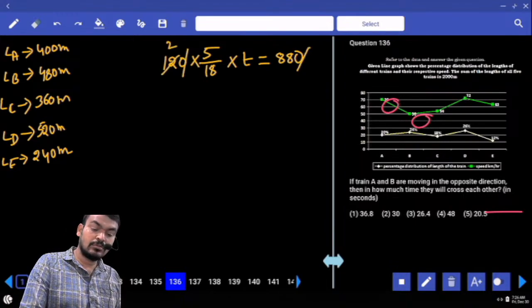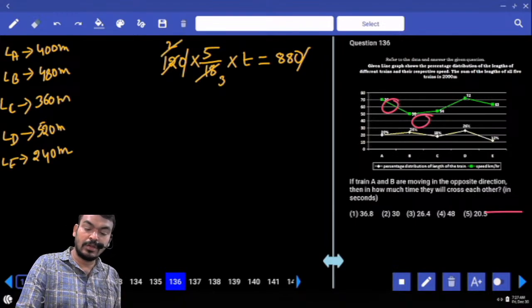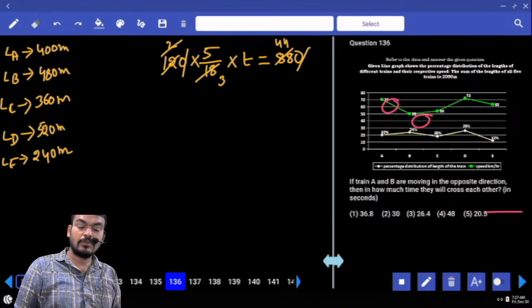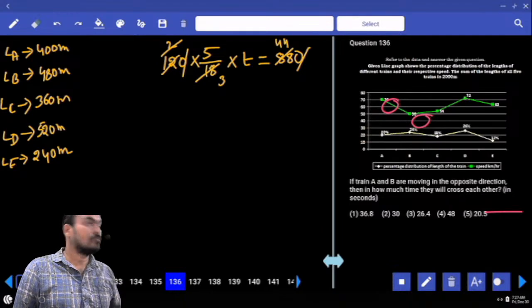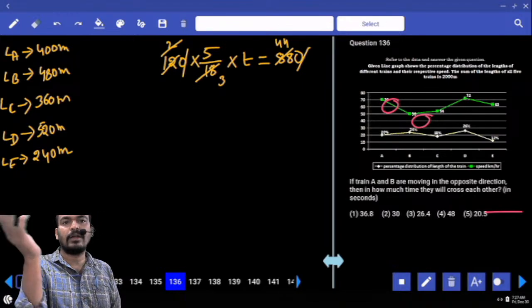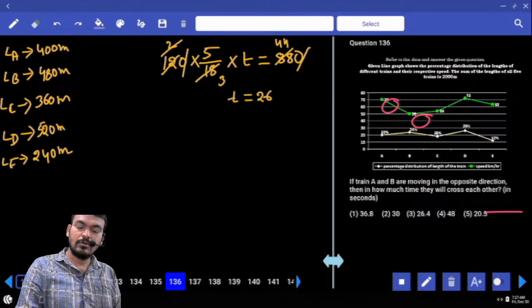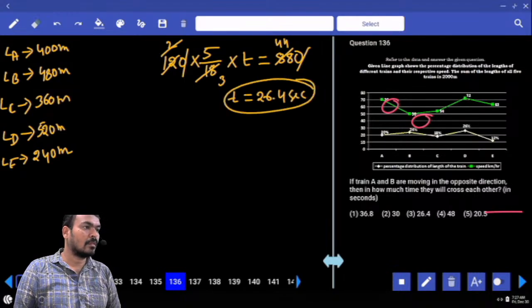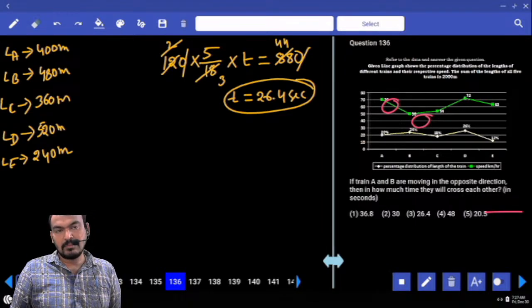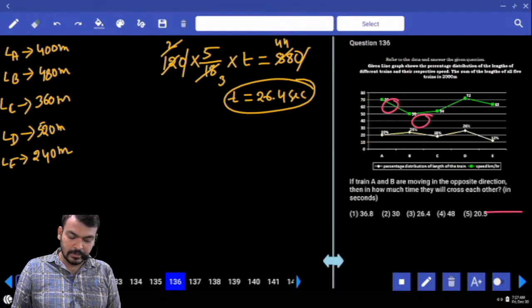6, how many times? 2 times. 6, how many times? 3 times. Any other cancellations? 2, how many times? 44, so 44 threes are 132. 132 by 5 means 132 doubled is 264, 5 doubled is 10. 264 by 10 means 26.4 seconds. Basic concept: when a train passes another train, the distance is the sum of the two train lengths, and the relative speed is the sum of the speeds.